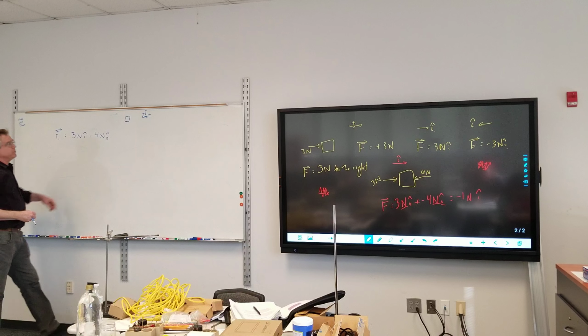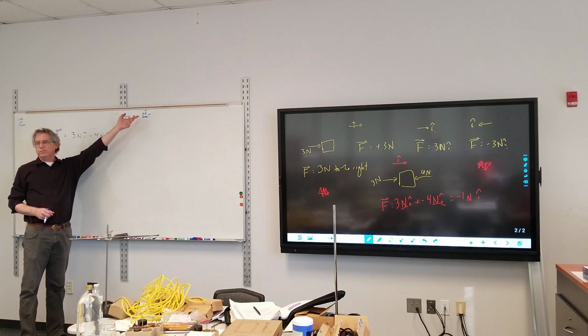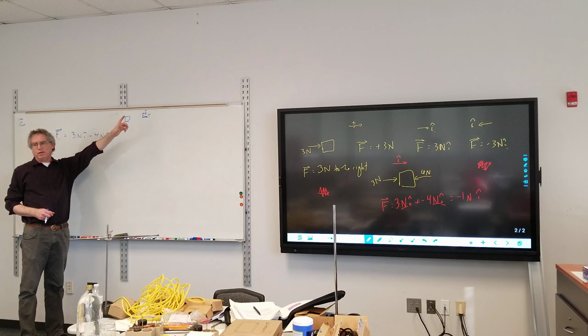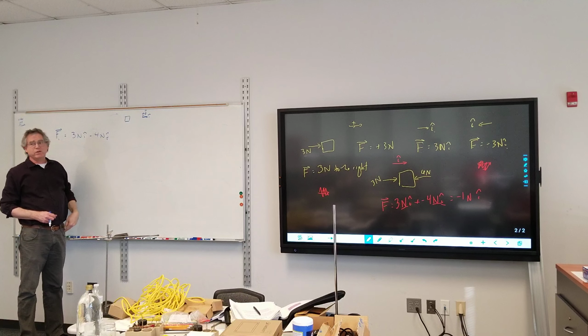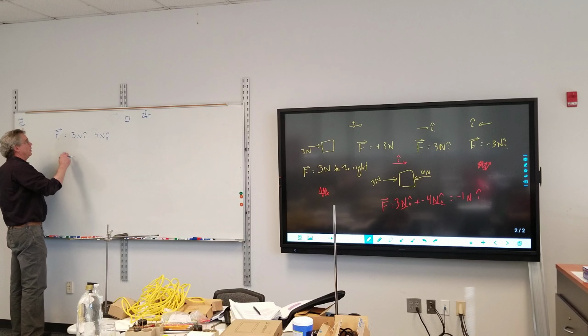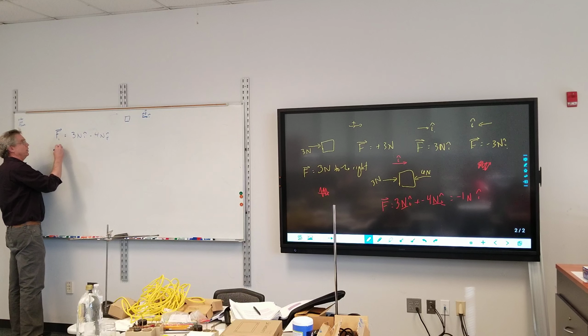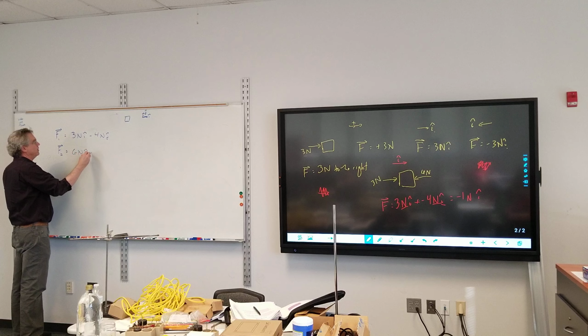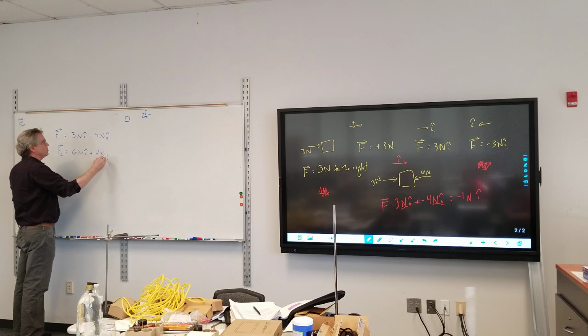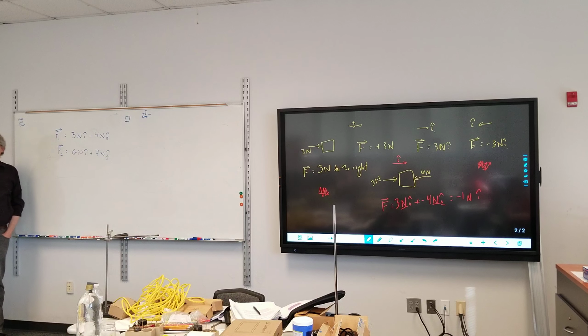If you go far enough in physics, you get to the point where you start dealing with coordinate systems that are not at right angles to each other, and that is for many years down the road. I have force number 2 acting on the box, and we'll just say 6 newtons I hat plus 7 newtons J hat. And I want to add these 2 forces together. I want to figure out what the total force is.